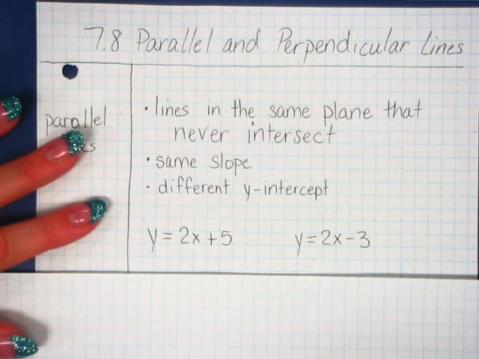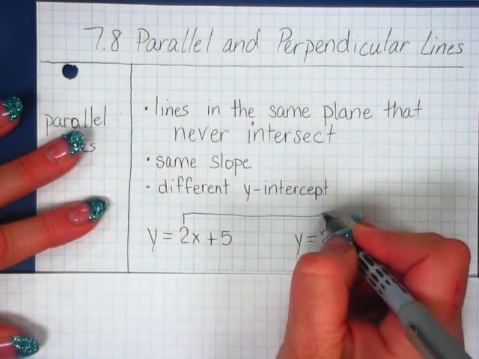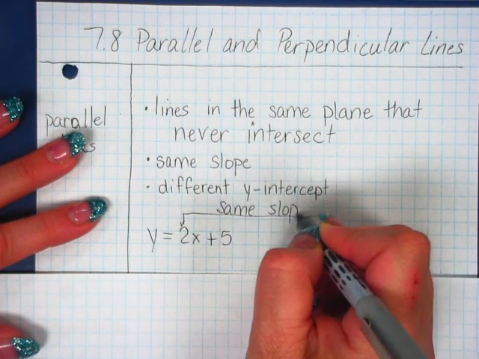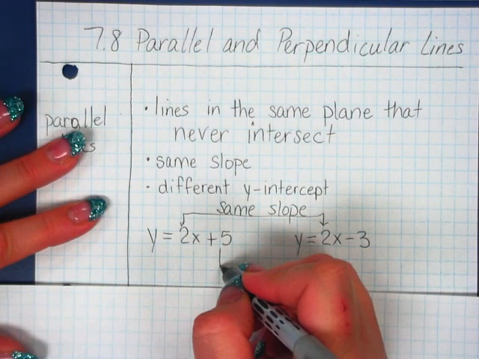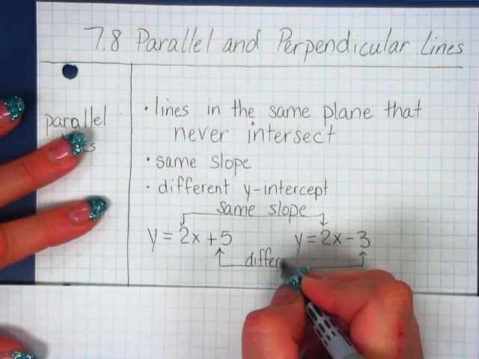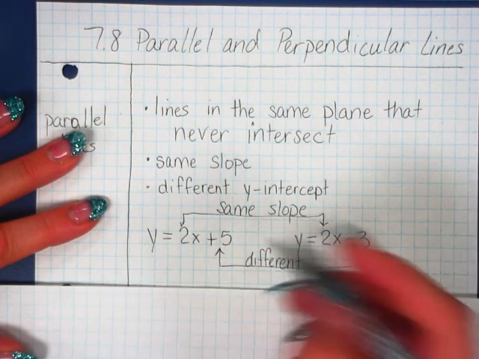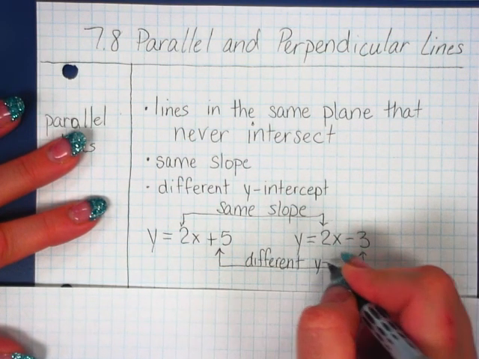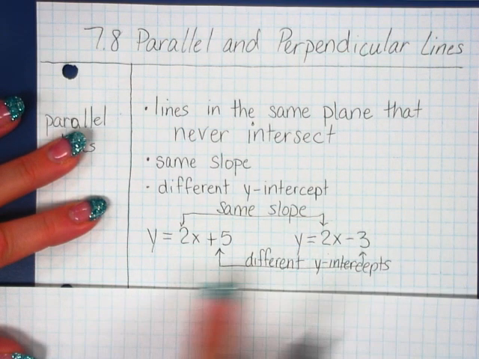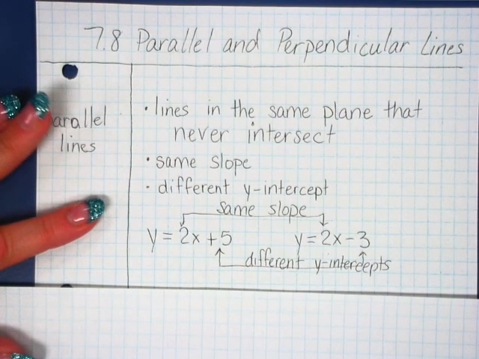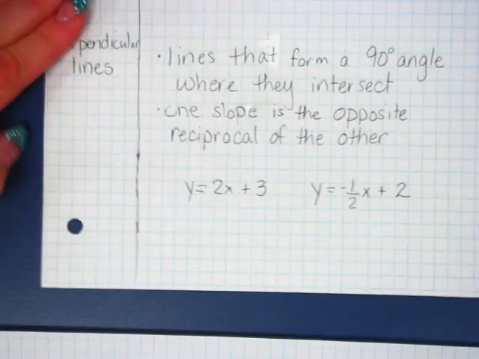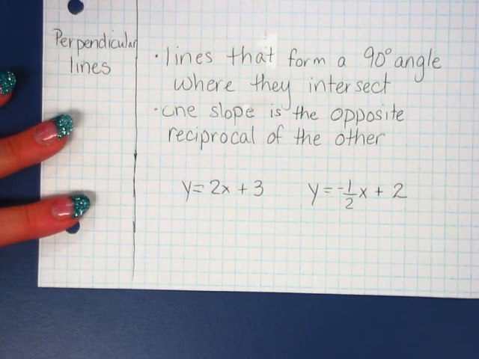So in this case, we have the same slope, and when you look at the intercepts, they're different. And these are the different y-intercepts. So these two equations are parallel lines. Same slopes, different intercepts.